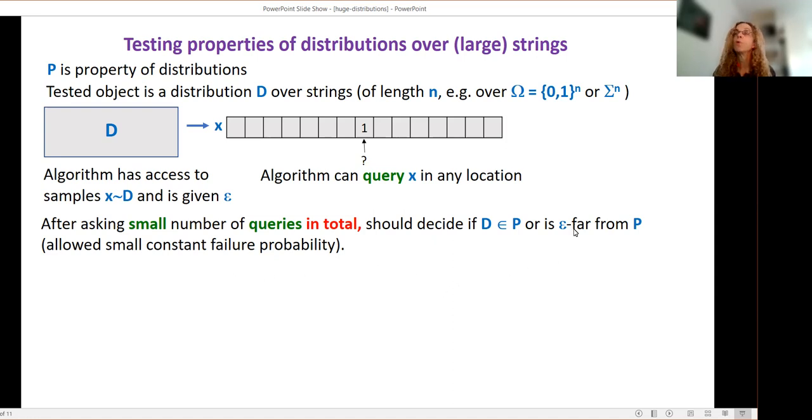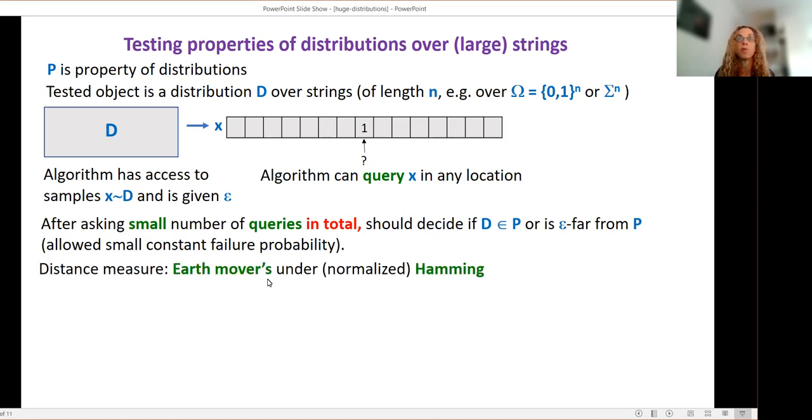An important thing here is what is the notion of distance. Since we want to take into account also distance between strings, between elements in the domain, the distance measure that we work with between distributions is the earth mover's distance under the normalized Hamming distance. Let me say what this means. I'll give a definition and then I'll also give an example, which I think will clarify this.